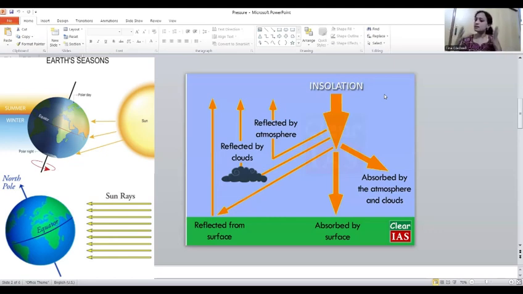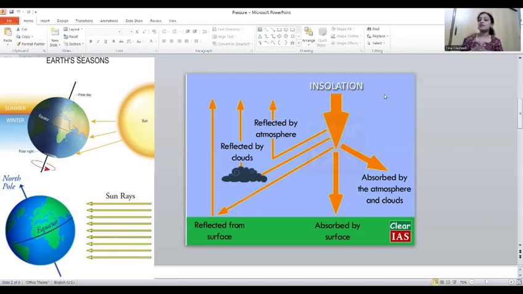What can be the reason? Definitely the shape of the earth. It's spherical in shape. It bulges at the equator and it becomes narrower towards the poles. This portion of the earth, which is bulged at the equator, receives more sunlight. That is why the tropical zone and the equatorial zone get maximum annual insolation compared to the poles, and it decreases towards the poles.